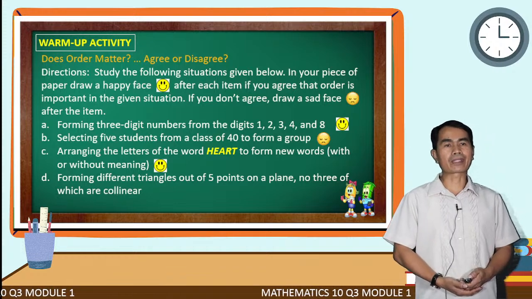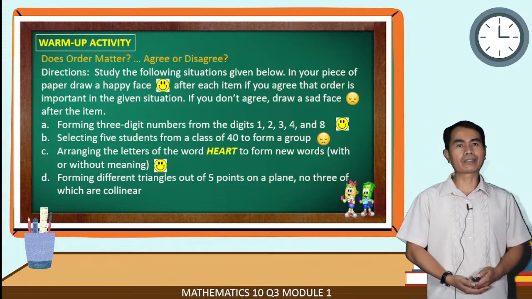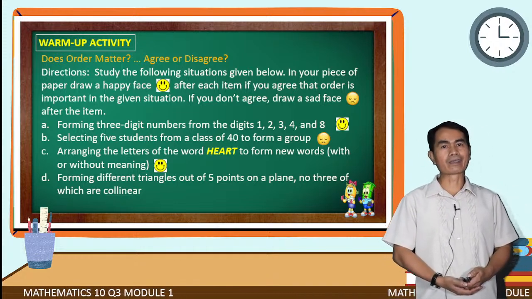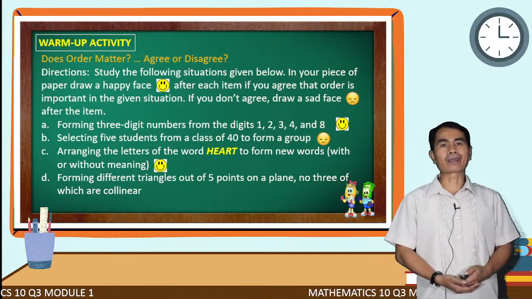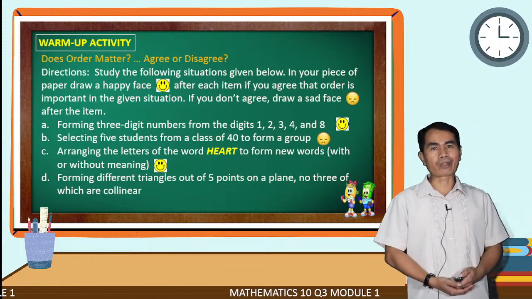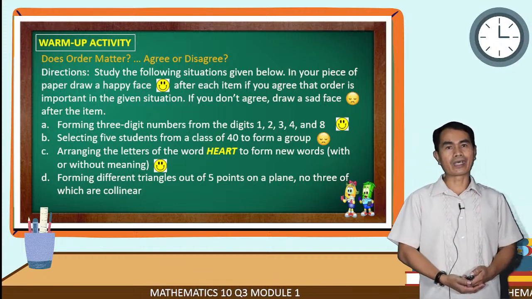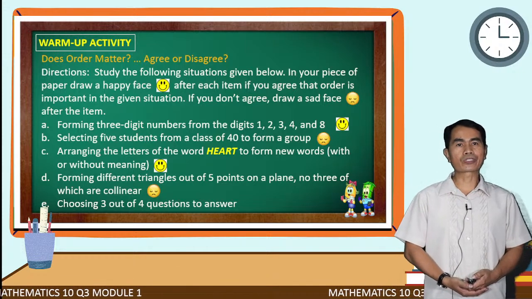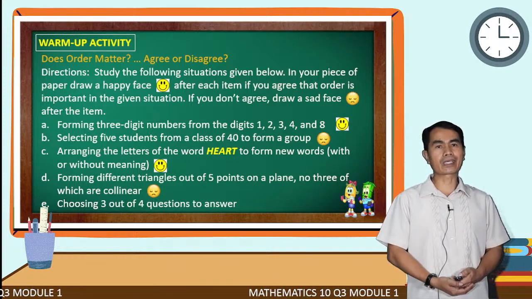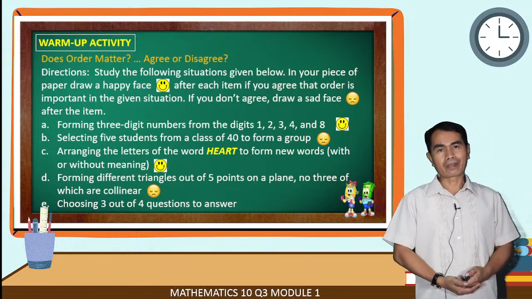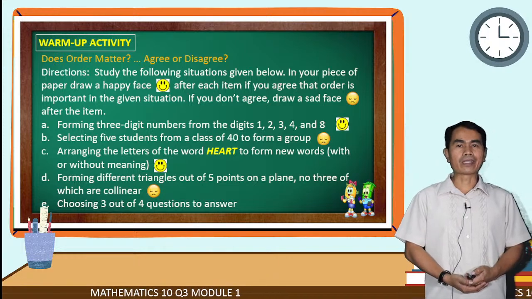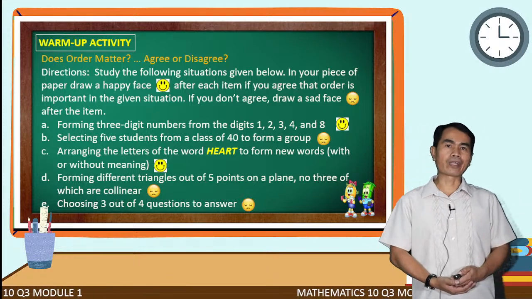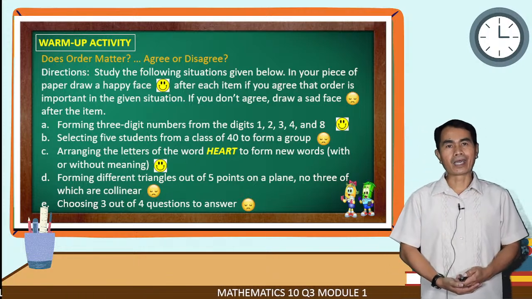Next, forming different triangles out of 5 points on a plane, no 3 of which are collinear. Agree or disagree? Perfect. Okay, order is not important in this situation. So it's a sad face. And then finally, choosing 3 out of 4 questions to answer. So agree or disagree? Great. So order is not important in this situation. So it's a sad face. Okay, so I'm sure you are now ready to proceed with the next activity.